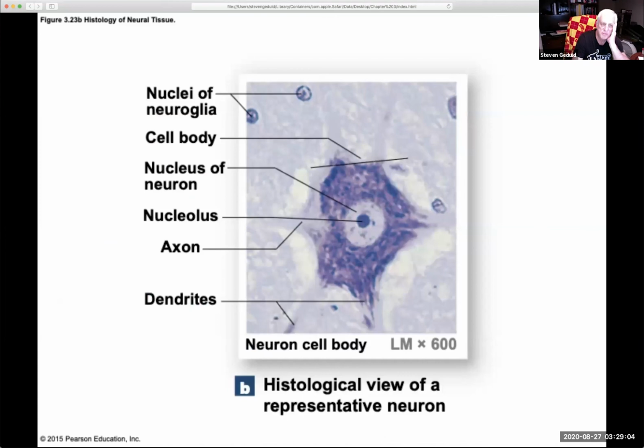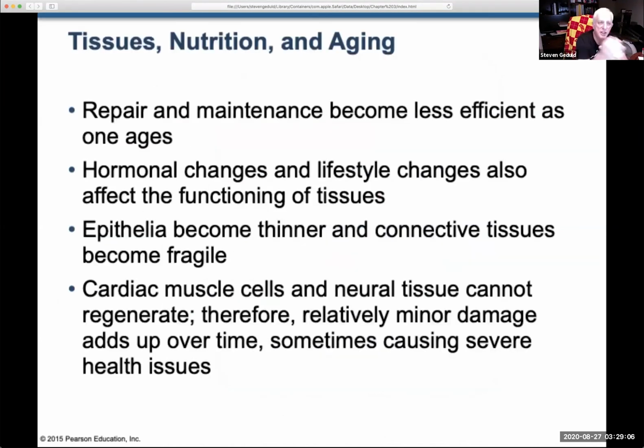Okay, tissue nutrition and aging. Basically, after age 21, your body starts to break down, like it or not. After 21, things start to go downhill. Everything starts to break down, and it just gets worse and worse and worse. Repair and maintenance becomes less efficient as you age.